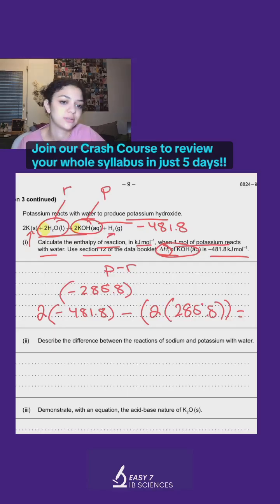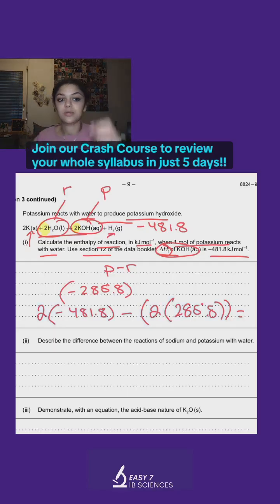And you have your answer. Because we know, why is it 0? Why is H2 and K 0? Because they're elements. So enthalpy of formations can only be calculated in compounds.